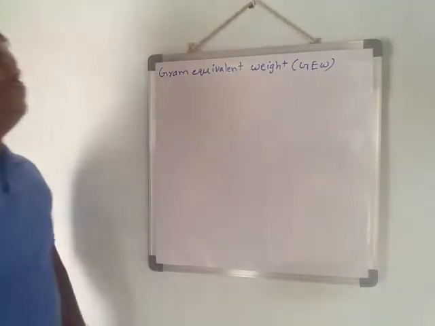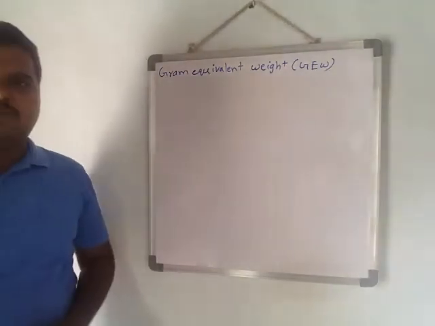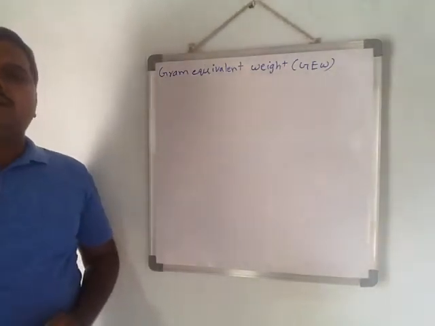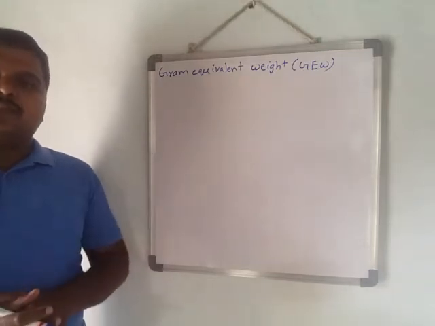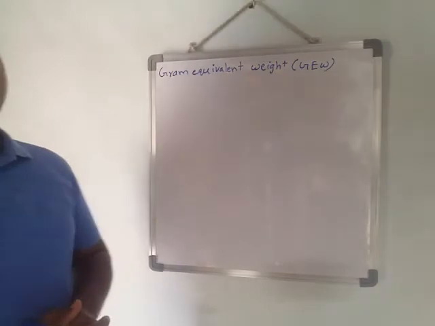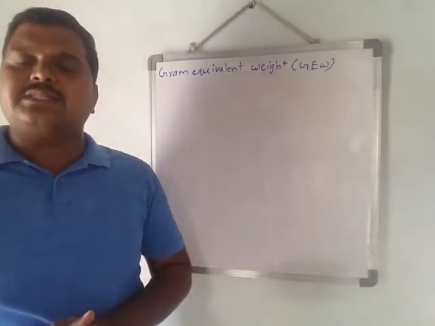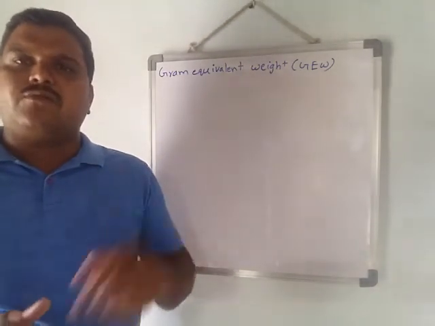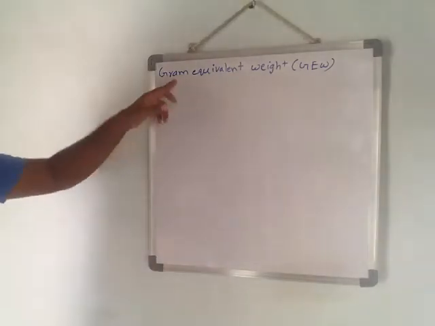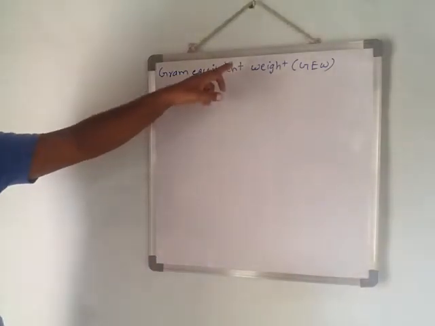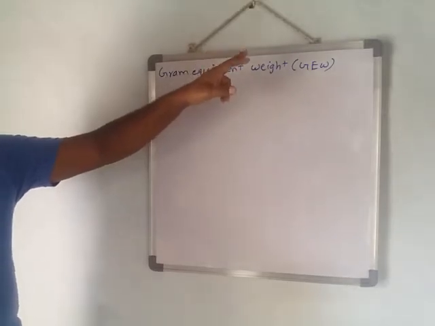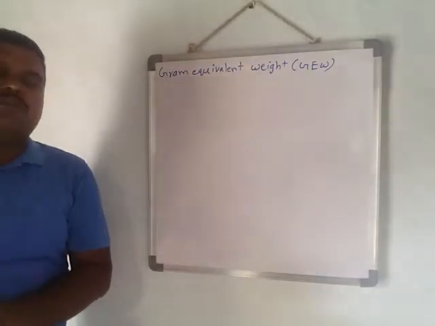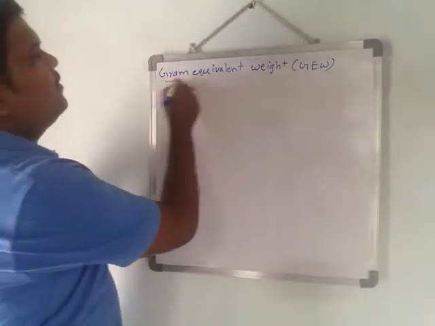The amount of metal deposited. What is that? The amount of metal deposited or discharged by passing 1 Faraday of electric charge. The amount of substance deposited by passing 1 Faraday of electric charge, that is called gram equivalent weight. So by passing 1 Faraday of electric charge, the amount of metal deposited is equal to the gram equivalent weight.